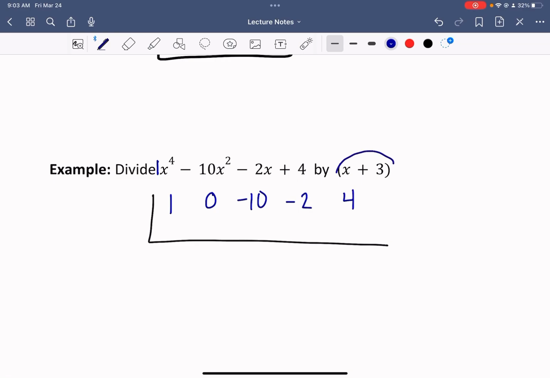Then what I'm going to do is take this x plus 3 and set it equal to 0. That gives me x equal to negative 3. This is the value that I'll put out front. Again, we don't use any letters.